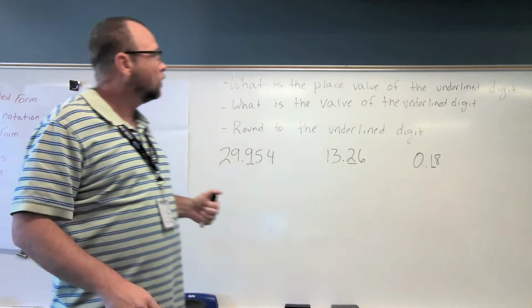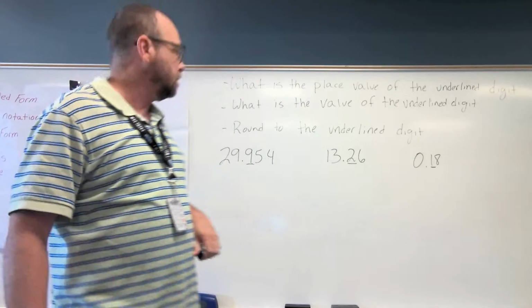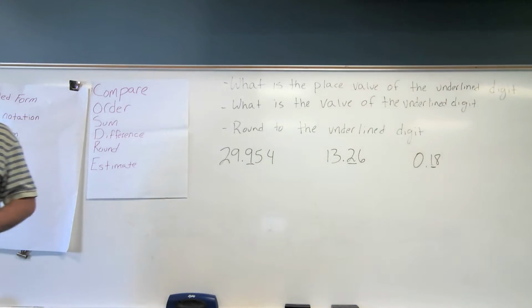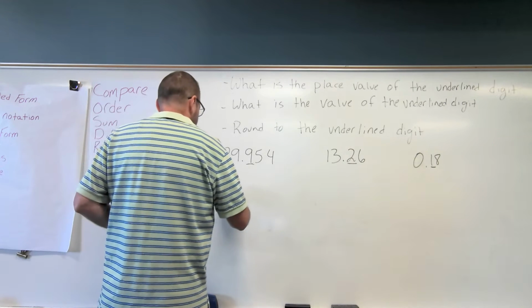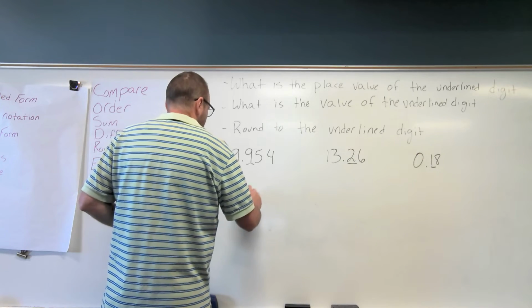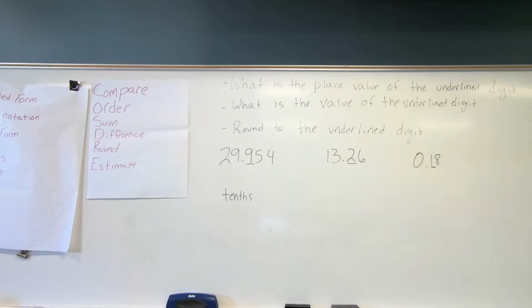All right. What is the place value of the underlined digit? Rylan. Tenths. So the place value is the tenths. So if it asks you for the place value of a digit, you're going to write the word, one of the place values that we've learned.